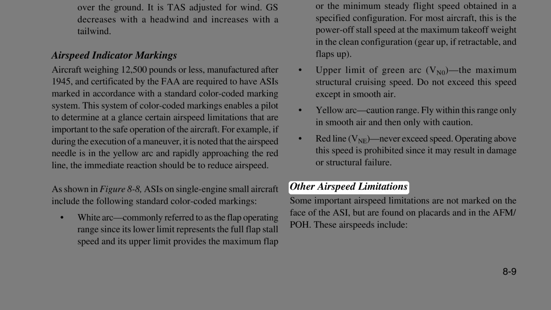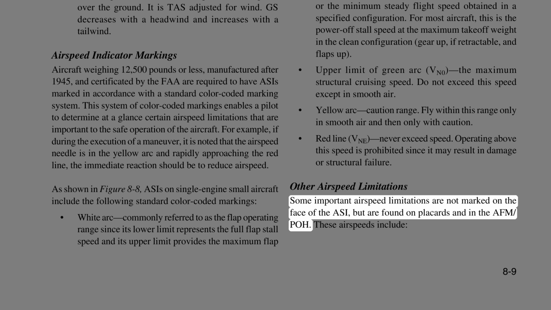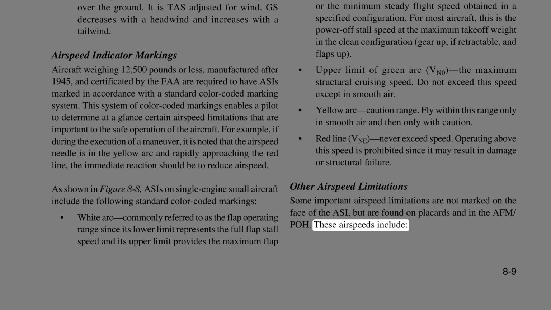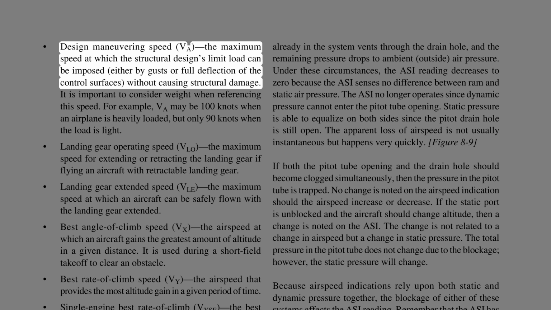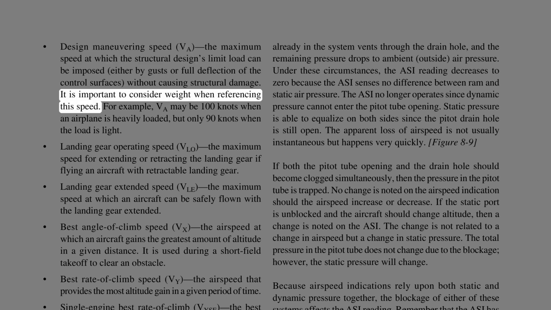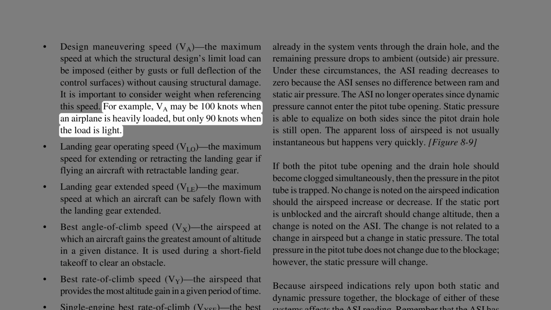Other airspeed limitations. Some important airspeed limitations are not marked on the face of the ASI, but are found on placards and in the AFM, POH. These airspeeds include design maneuvering speed, VA, the maximum speed at which the structural design's limit load can be imposed, either by gusts or full deflection of the control surfaces, without causing structural damage. It is important to consider weight when referencing this speed. For example, VA may be 100 knots when an airplane is heavily loaded, but only 90 knots when the load is light.